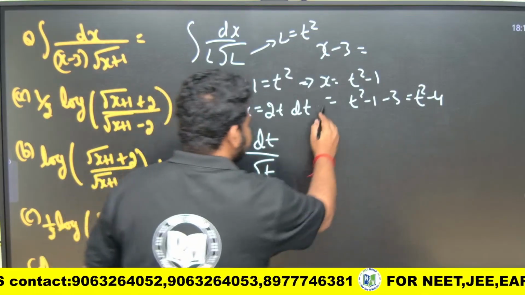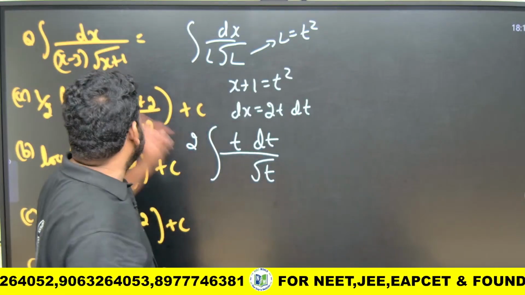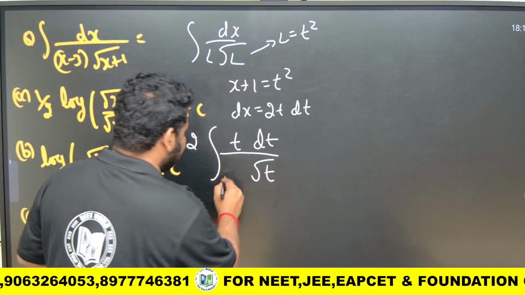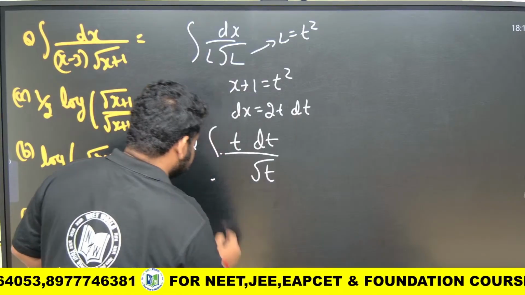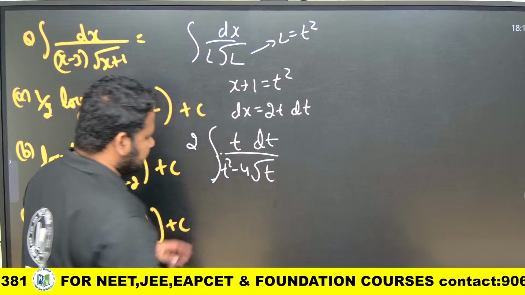Okay, I am writing it for your understanding. So directly you can write x minus 3 as t square minus 4. Okay, this is what I have.